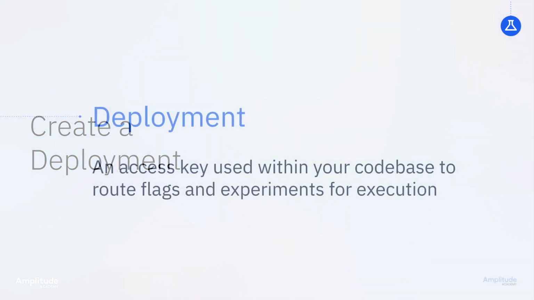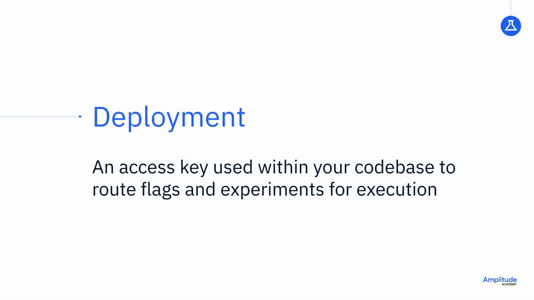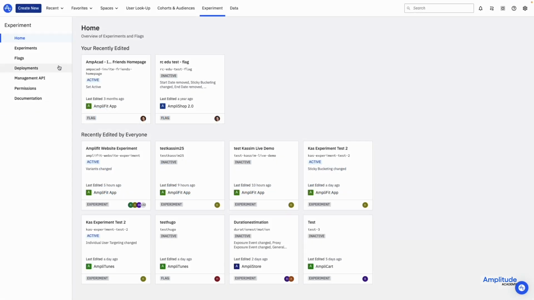In Amplitude Experiment, a deployment is how you serve a group of flags or experiments for code execution. Once you create a deployment, Experiment will generate an access key, which you then use within your codebase to properly route your flags and experiments. Deployments live under Amplitude projects.